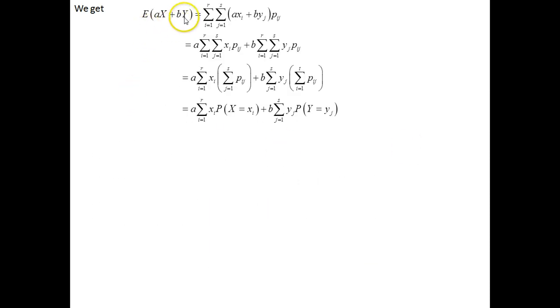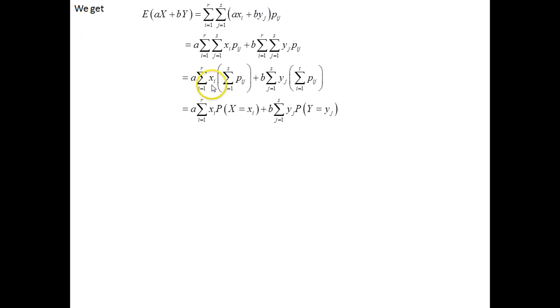For this function of x and y, i.e. ax plus by, the expected value is the sum for the i and j of a times the x term and b times the y term with the corresponding probability. We can take the sigma in to each x and its probability and y and its probability.